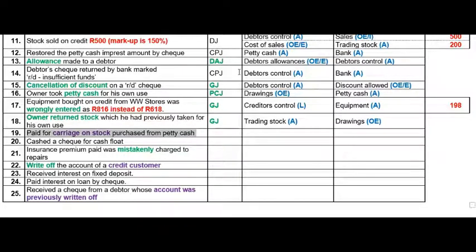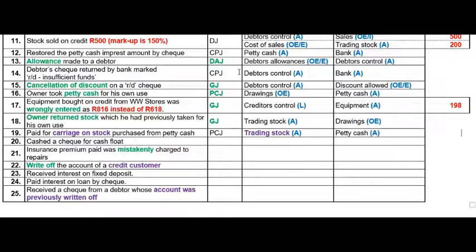Then the next transaction said paid for carriage on stock purchased from petty cash. Okay, so you would have noticed I highlighted carriage on stock in purple. Because this is from petty cash, it will go to the petty cash journal. But the reason why I highlighted carriage on stock is because I want you to remember that we don't have an expense account for carriage on stock or delivery or transport or whatever. We actually add the carriage on stock value to the trading stock account. The reason why is because we see carriage on stock as part of the cost price of our stock. Okay, so remember this. We debit trading stock and we credit petty cash.